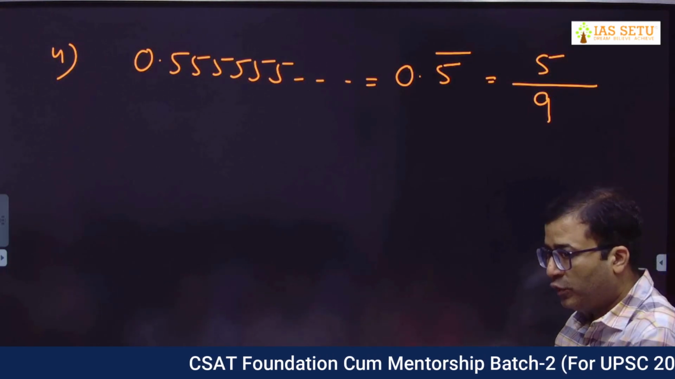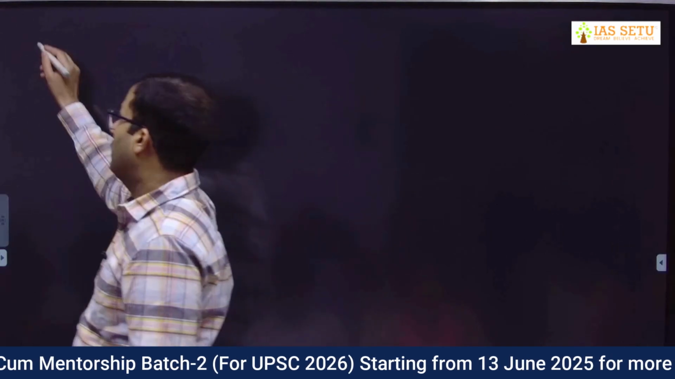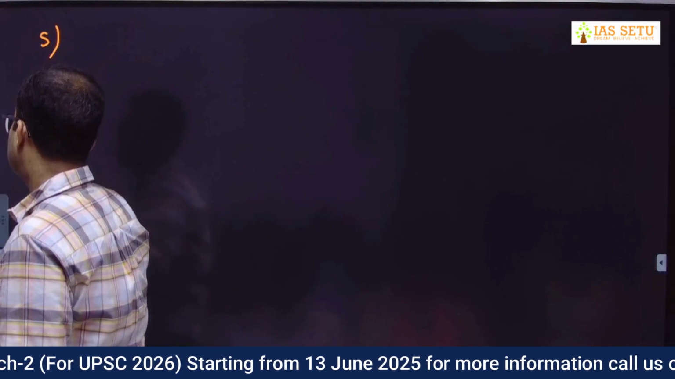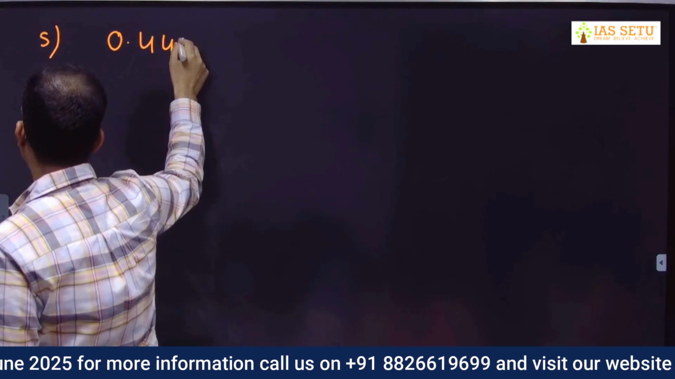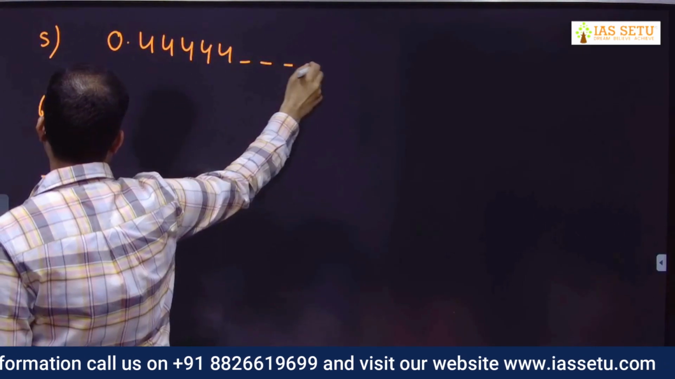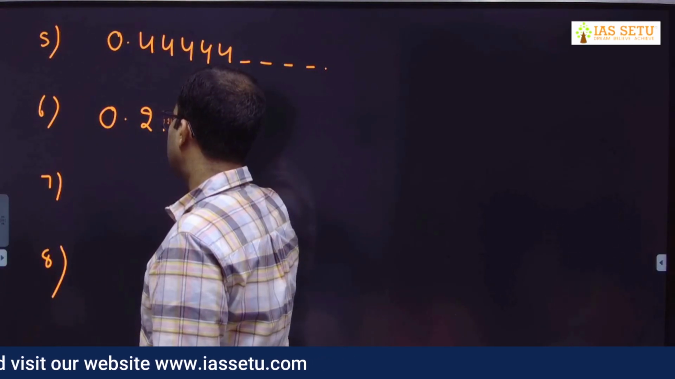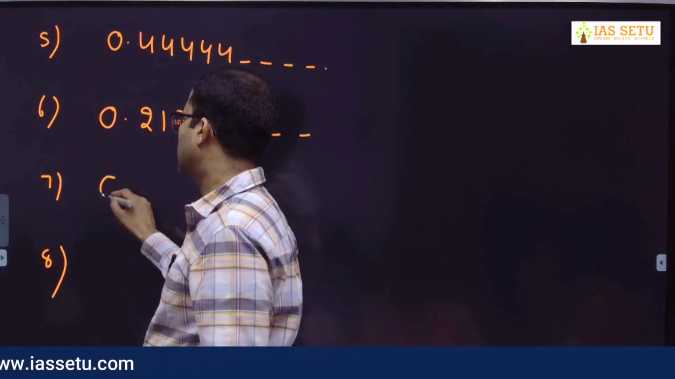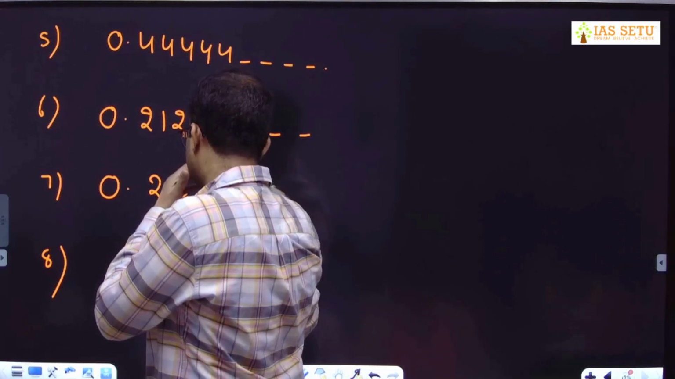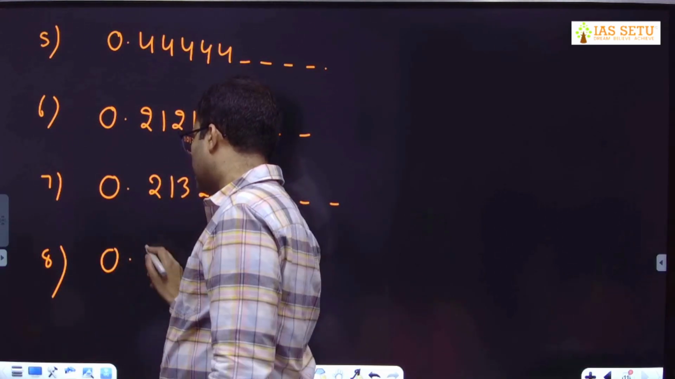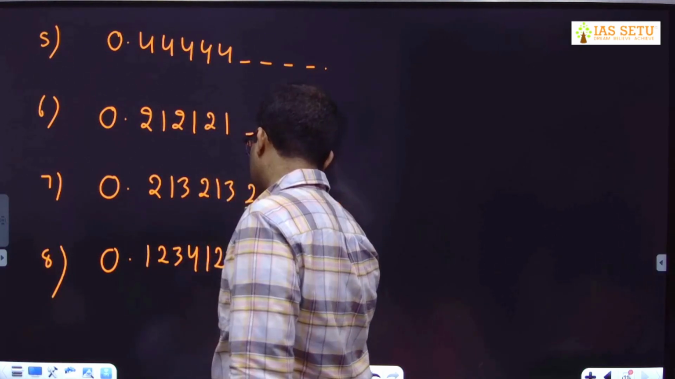Now I ask you 4 questions. Try, keep the answer with yourself. Question number 5, 6, 7, 8. 0.4444. 0.212121. 0.213213. 0.1234, 1234, 1234.